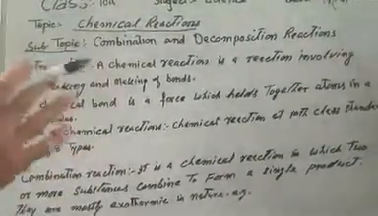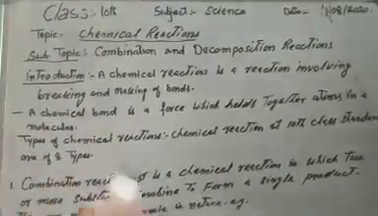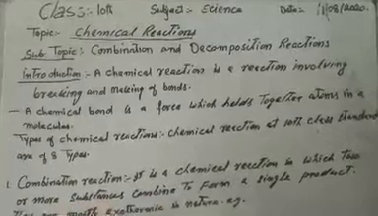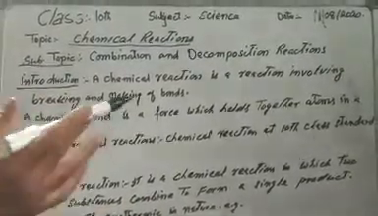See, first of all, what is a chemical reaction? A chemical reaction is a reaction involving breaking of old bonds and making of new bonds. It produces new substance with new properties. And what is a bond? A bond is a force which holds together atoms in a molecule.